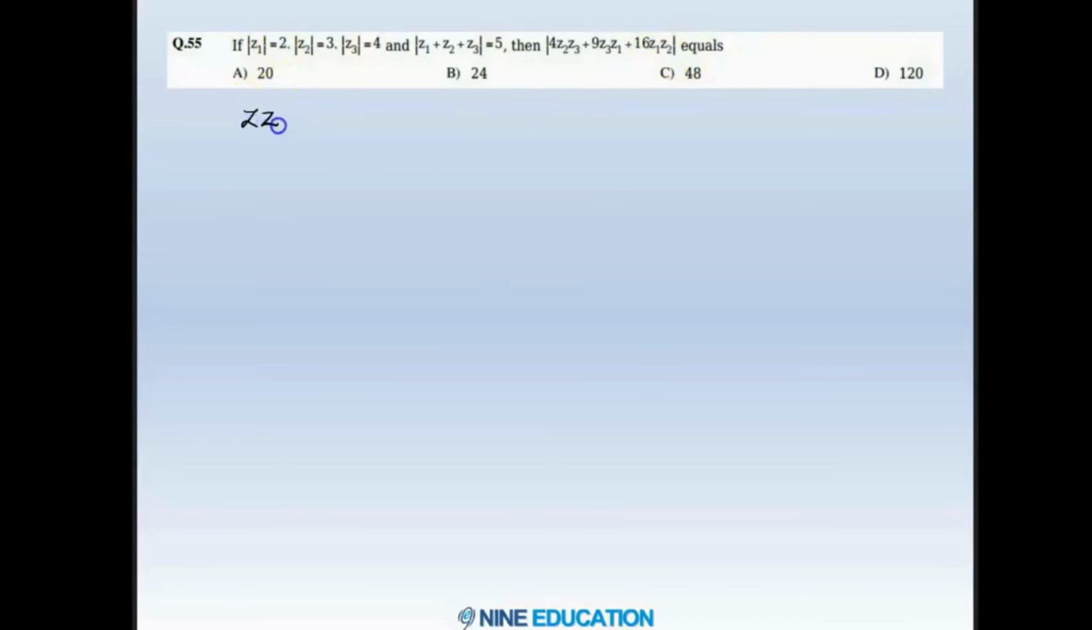So you know that z into z bar is equal to modulus of z square. If you see these numbers carefully, 4, 9 and 16 are nothing but the squares of the provided modulus values 2, 3 and 4, correct? So definitely it gives us a hint. In place of this 4, I can write mod of z1 square, which is nothing but z1 into z1 bar.